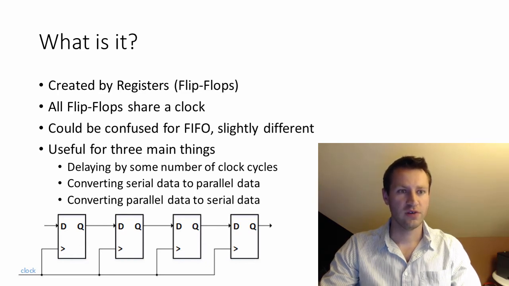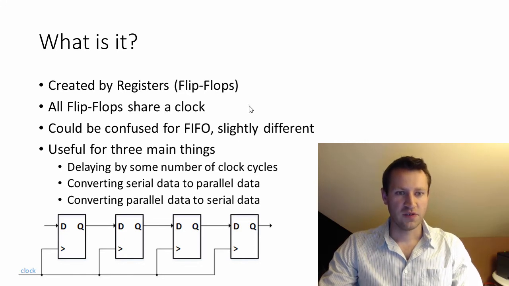A shift register is almost always created by registers or flip-flops. So those are the individual low-level flip-flops inside of your FPGA, which look like down here, where you have a D input, Q output, and a clock, which clocks the input to the output. And if you're not familiar with how a flip-flop works internally, I recommend checking out my video on flip-flops first.